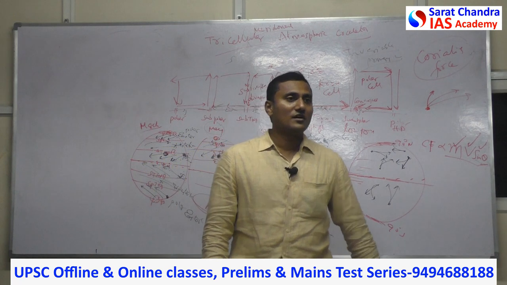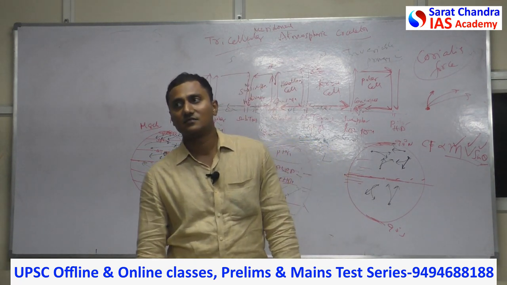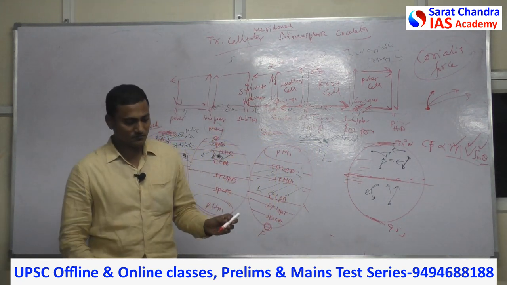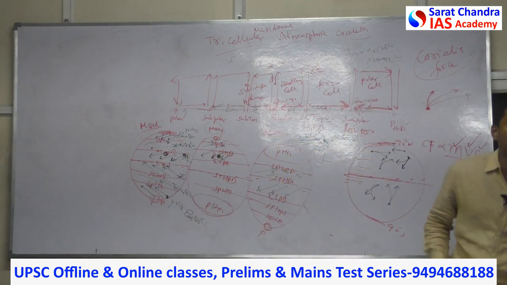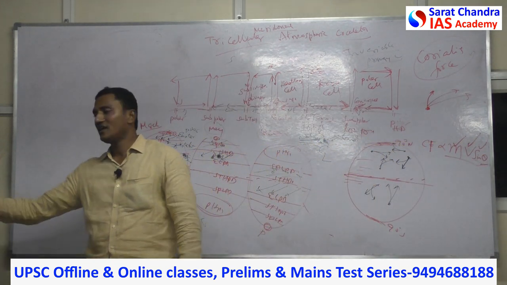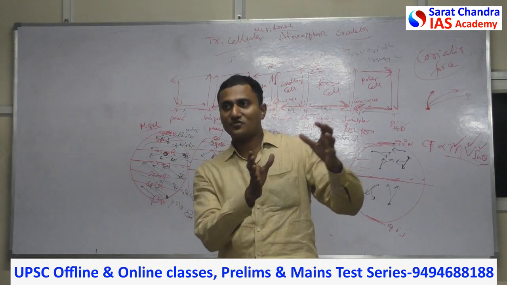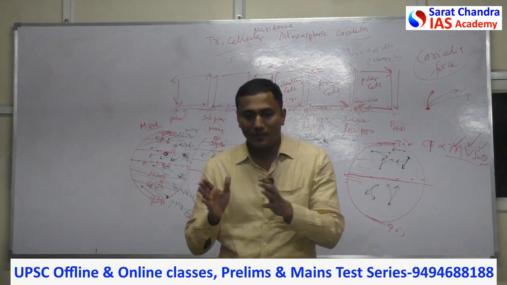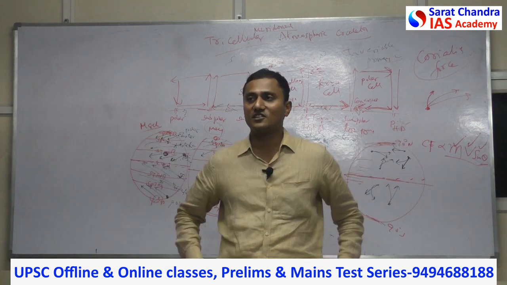So write down: Mediterranean regions will have summer dry and winter wet. They have wet winters and dry summers. Why? Because of the shifting of the planetary winds. Why are the winds shifting? Because of the shifting of the pressure belts. As the pressure belts are shifting, winds also will shift. As winds are shifting, the climate will change.